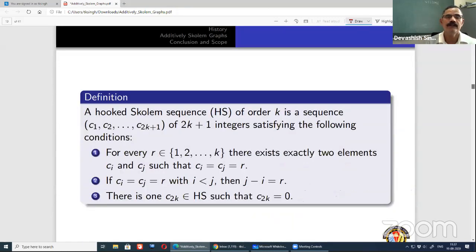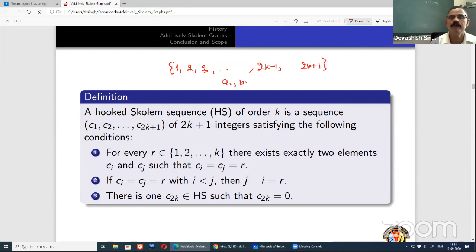Okay. Now the definition of a hooked Skolem sequence is like this, in the same way. I am going to consider the set of numbers 1, 2, 3, up to 2k minus 1, then 2k plus 1. From this set, we have to consider ordered pairs ai and bi in such a way that the absolute difference of ai and bi is equal to i, where i varies from 1 to k.